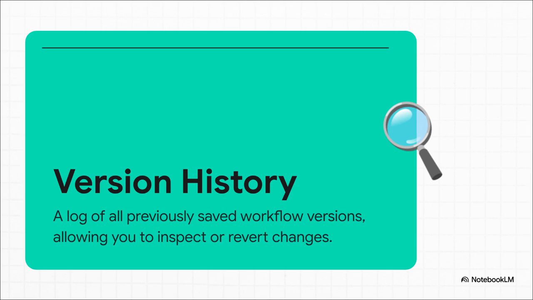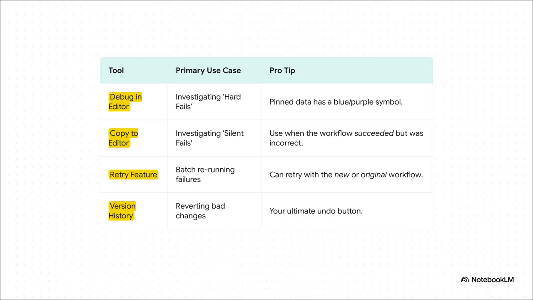It's a real undo button for your entire automation. Okay, let's boil this all down. If you remember one thing from this section, make it this. The most important decision you'll make is right here. If the status is failed, you use Debug in Editor. If the status has success, but the result is wrong, you use Copy to Editor. Getting that one distinction right in your head, that is half the battle, right there.